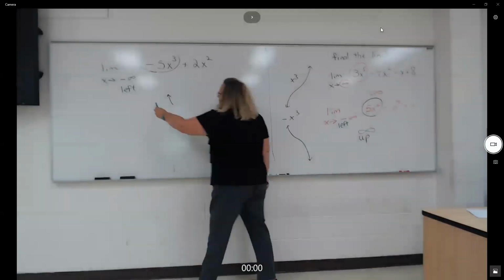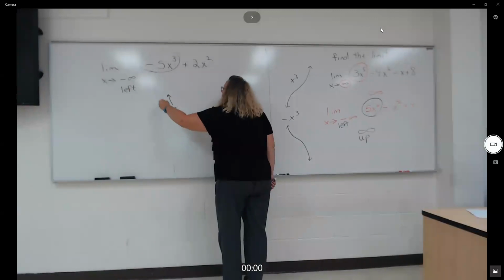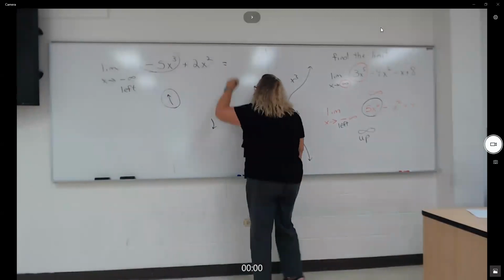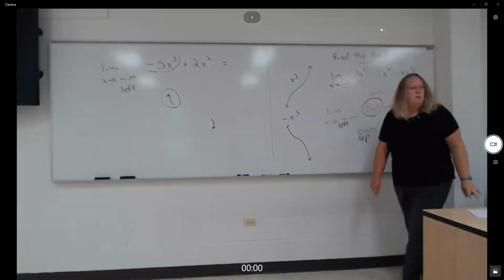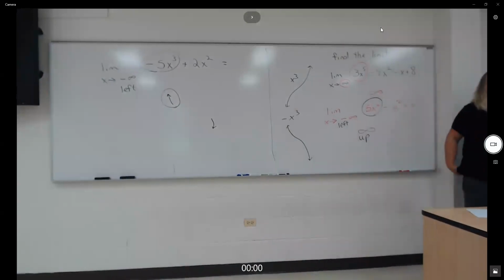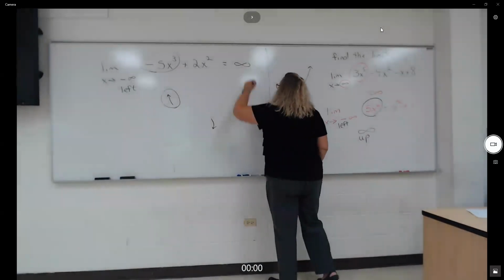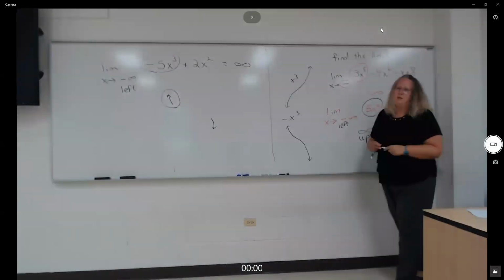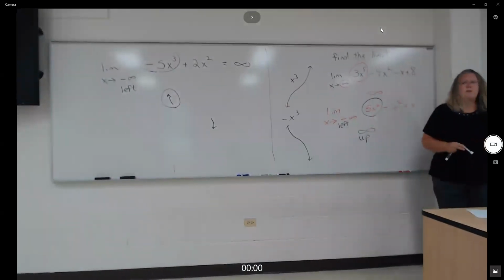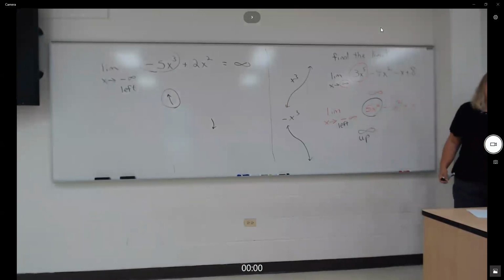So left, because it's negative infinity. And then what is this arrow telling me about the y value? The answer would be positive infinity because it's going up. So again, not a lot of work, and that's okay, but a lot more thought process.